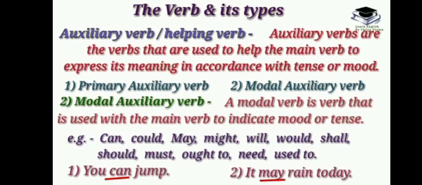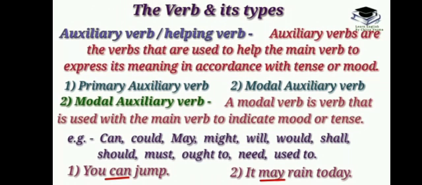Then, second, I have already told you that there is an auxiliary verb, which is also called a helping verb. These auxiliary verbs or helping verbs are the verbs that are used to help the main verb express its meanings in accordance with tense or mood. Now these are also of two types: primary auxiliary verbs and modal auxiliary verbs.